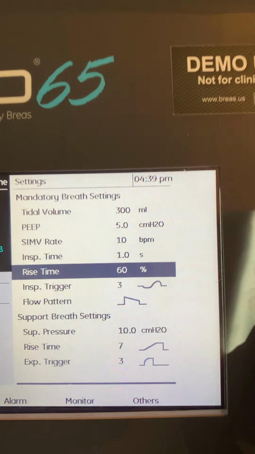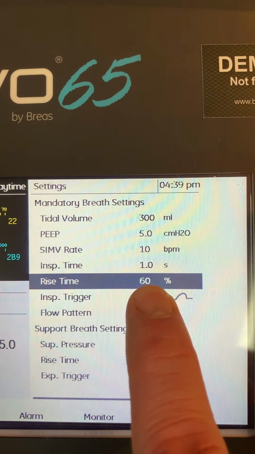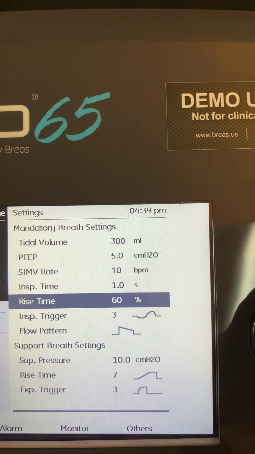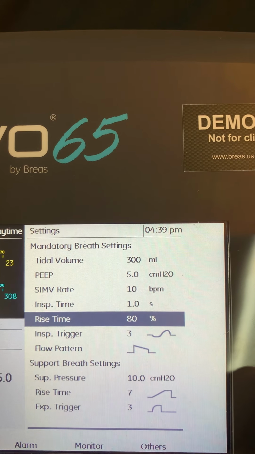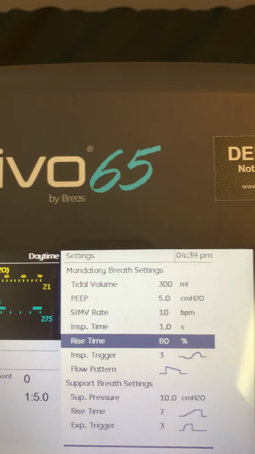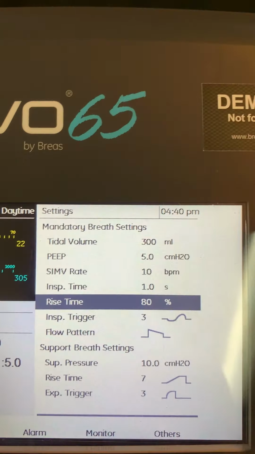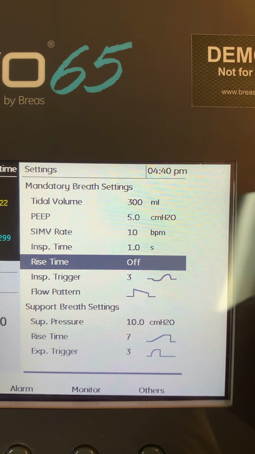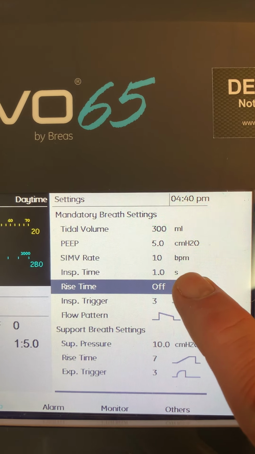So at 60%, basically now what you're looking at is 0.6. 60% of 1 second is 0.6 seconds, and you would have a 0.4 second hold. Here you would have 0.7 and 0.3. This would be 0.8 and 0.2, because you are using that inspiratory time as basically the total cycle time. Or not the total cycle time, but the total inspiratory time. I apologize. So that's the function of the rise time in volume ventilation. By turning that rise time off, my 300 is now being delivered again in 1 second.